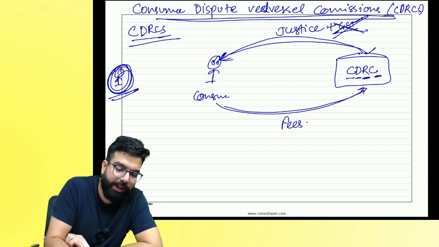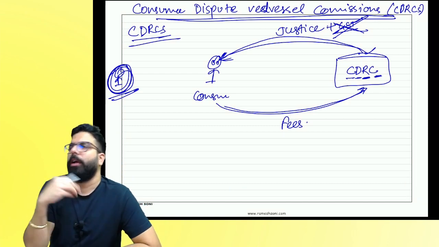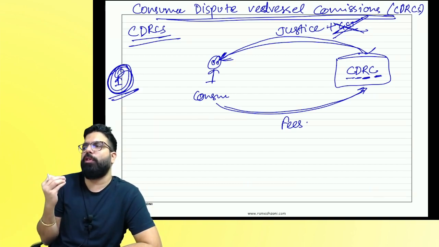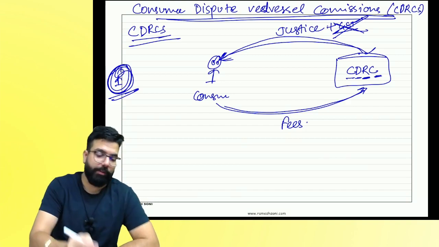CDRCs. Can we go ahead, everyone? They are not exactly court, but they are like court only. They are also giving justice. Their service also, government clarified, will be neither supply of goods nor supply of service.